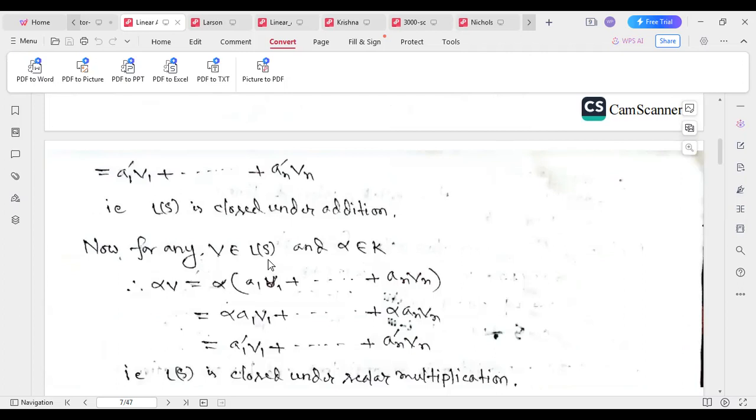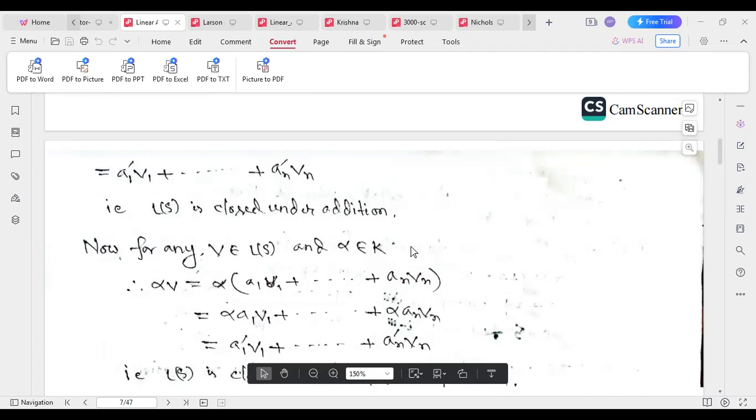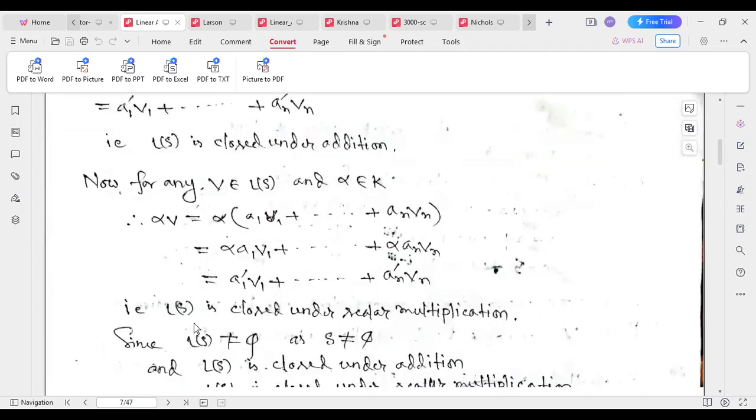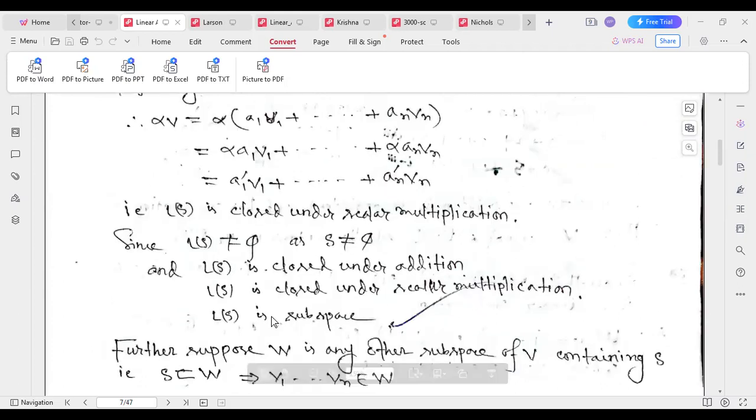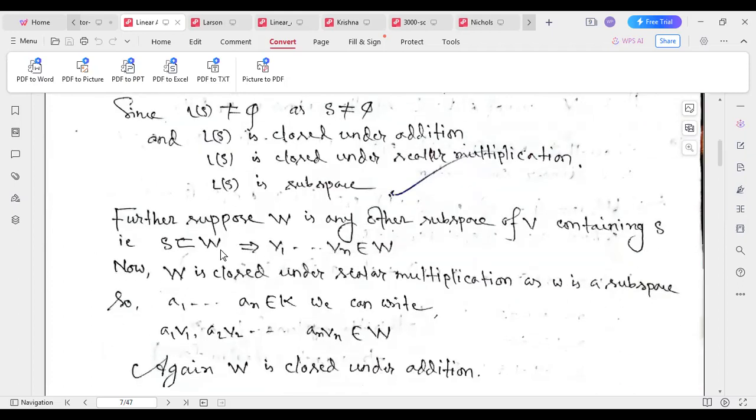Okay, for any vector u belonging to L(S) and any scalar alpha belonging to K, the scalar multiplication can be written as alpha a1 as a1 dash, alpha a2 as a2 dash, in this way up to alpha an dash. So we observe that the linear combination set L(S) is closed under scalar multiplication. Again, since L(S) is non-empty, closed under addition and closed under scalar multiplication, L(S) is a subspace. Furthermore, suppose W is any other subspace of B containing S.